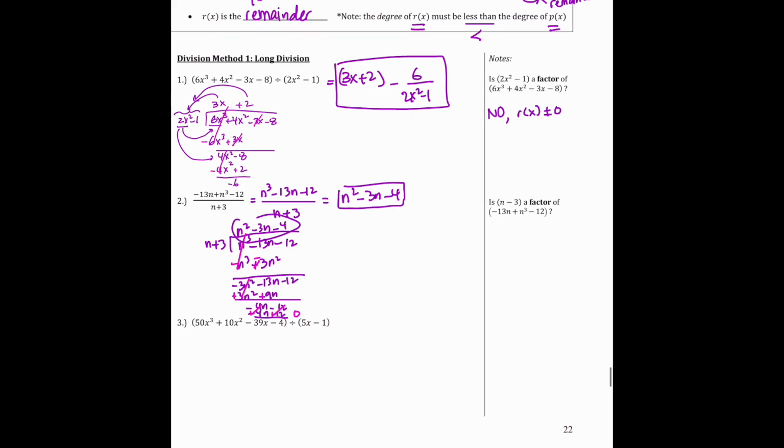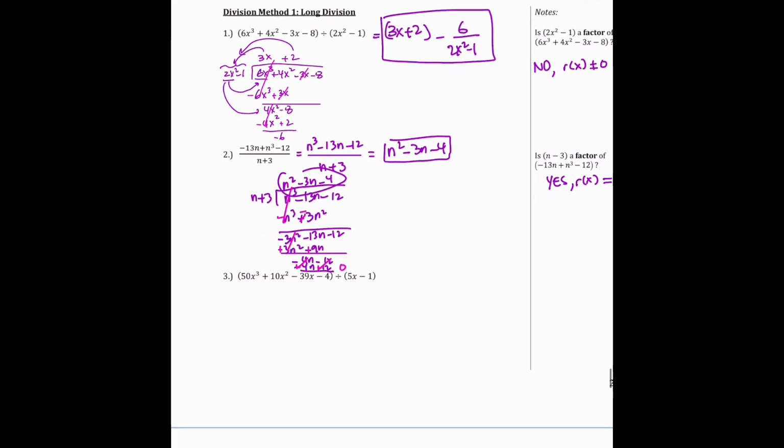Now, is n plus 3 a factor? As we said, yes, it is. And you can say what? R of x is 0. That's the justification for it. Or, since R of x is equal to 0, therefore n plus 3 is a factor of negative 13n plus n cubed minus 12. Okay, so that does it for these two examples.